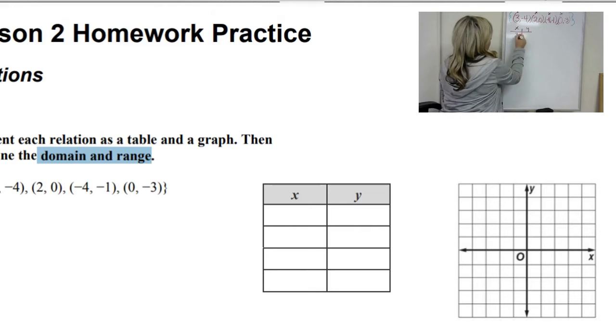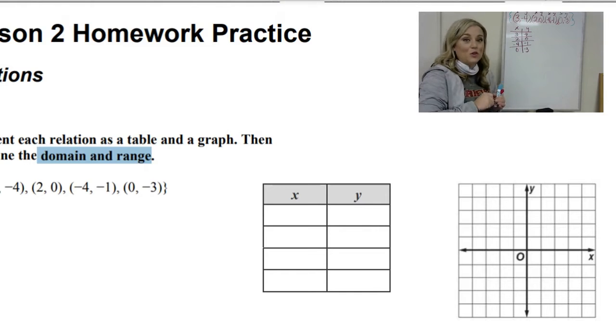So we have 3, 2, -4, and 0. All right, now our Y's. We're just going to plot this. Our Y for 3 is -4. These have to go together. 0, -1, and -3.